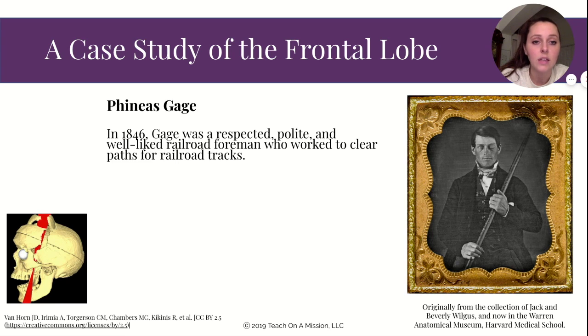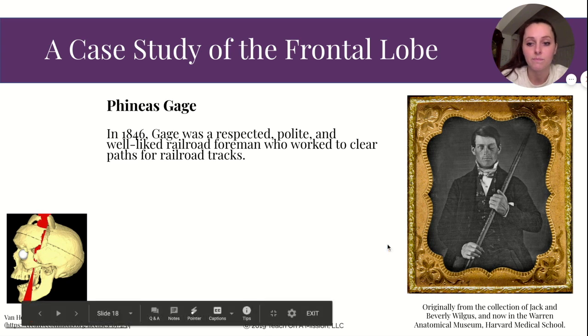So Phineas Gage, he was a great guy. He was respectable. He was polite. He worked on the railroads. And part of his job was to clear paths for new railroads. So we're going to throw in a little bit of history here. Think about the United States in 1846. A lot of the Industrial Revolution is happening, and so a lot of development is happening, specifically the railroad. And so this was a very common job to have, to clear pathways for the railroad tracks to do that transcontinental railroad. And so he was in charge of that.